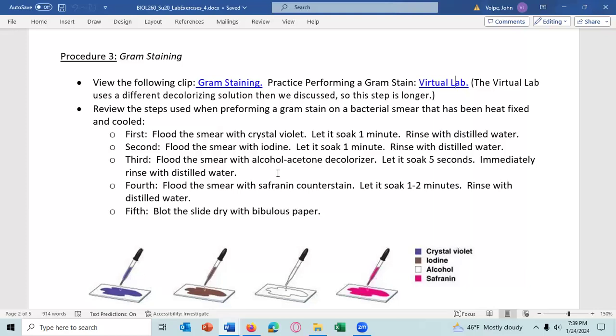And if the decolorizer is used too much and for too long on the gram positive cells, it will remove the crystal violet iodine complex from the gram positive cells. Any question about any of that?